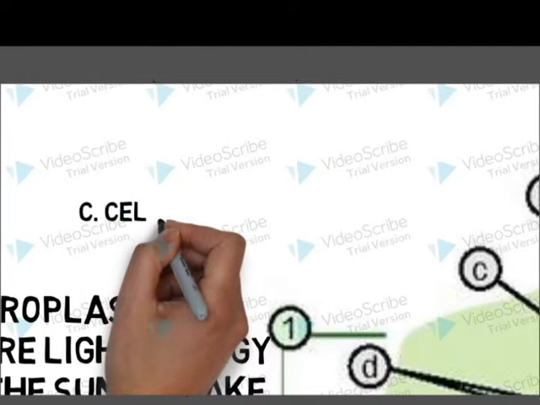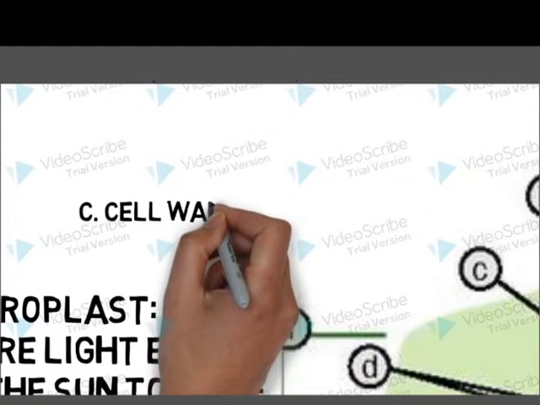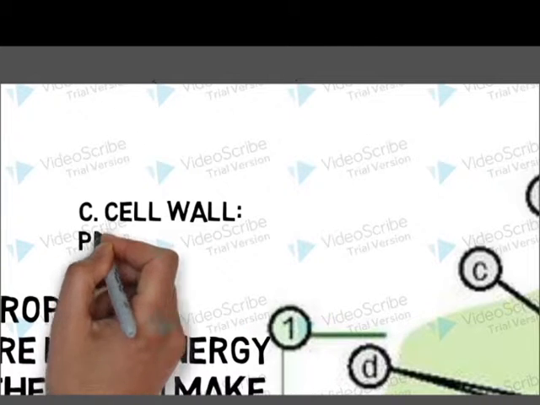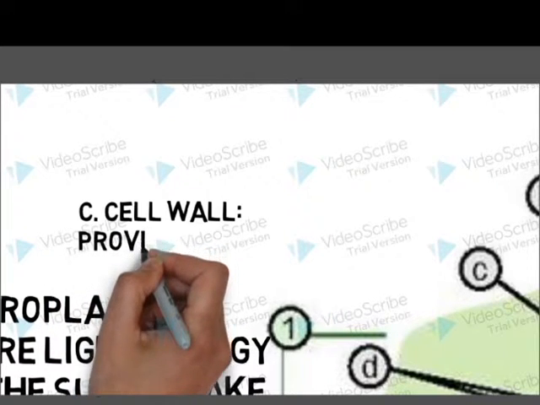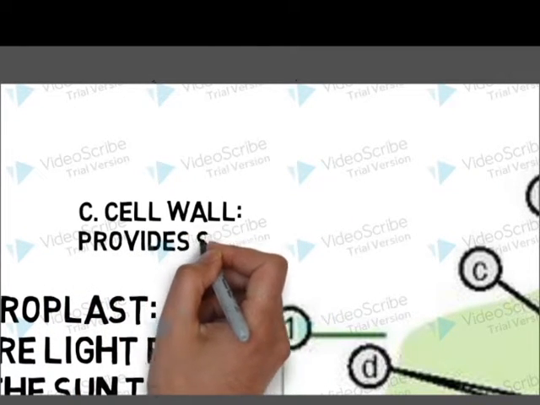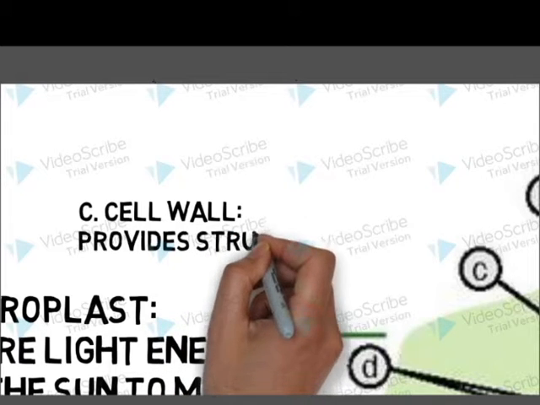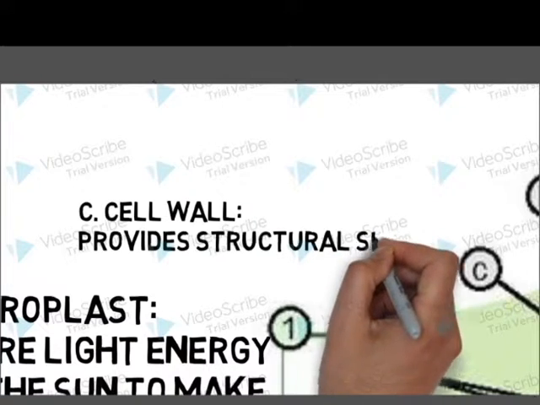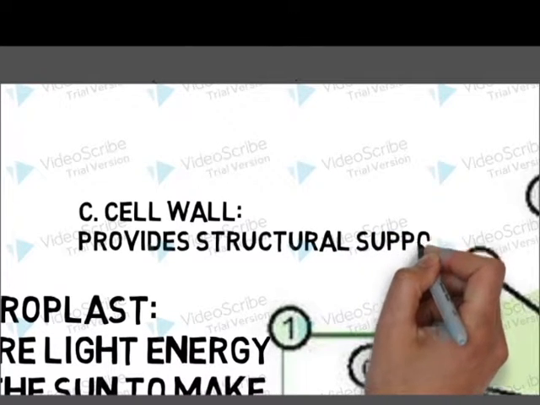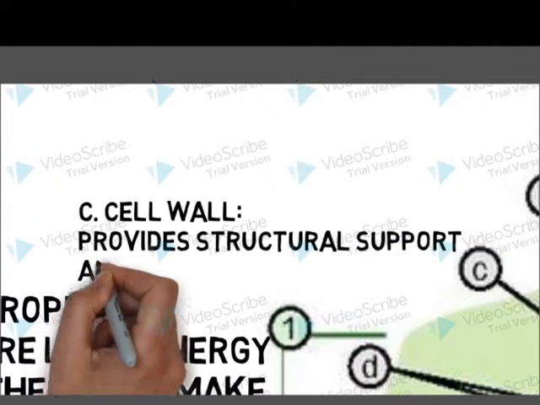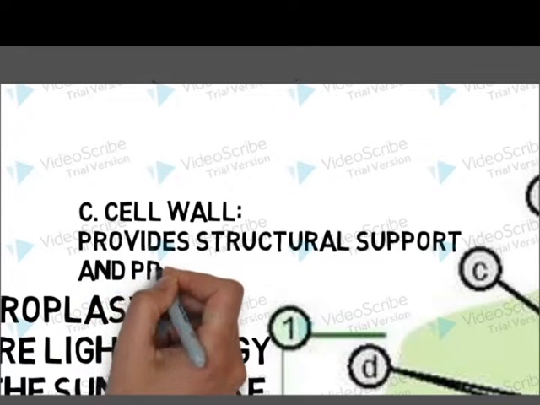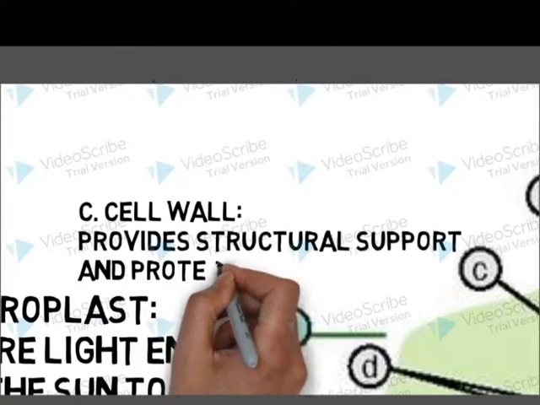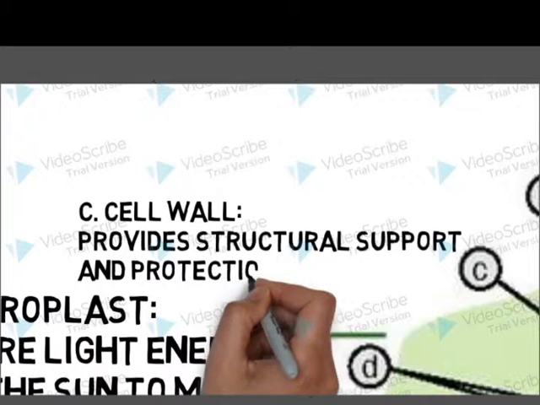The cell wall is the rigid layer found outside the cell membrane, which surrounds the cell and contains cellulose, protein, and other polysaccharides. The cell wall provides structural support and protection for the cell, and the pores in the cell wall allow water and nutrients to move in and out of the cell. The cell wall prevents the plant cell from bursting when water enters the cell.